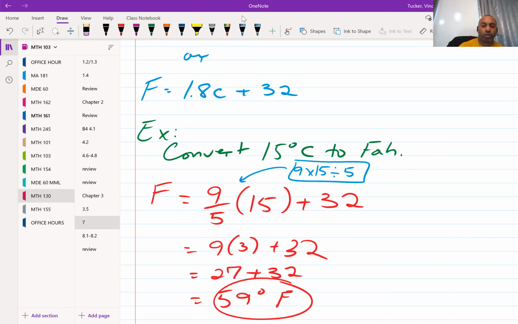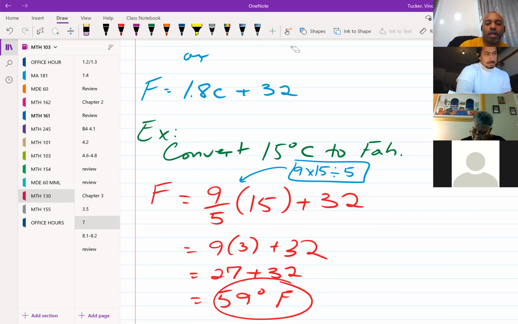In the red is just me doing it by hand. I divided 5 into 15, and that gave me 3, and then 9 times 3 is 27. 27 plus 32 is 59. But if you're going to use the calculator, 9 times 15 divided by 5 will give you that 27. So 15 degrees Celsius is 59 degrees Fahrenheit.